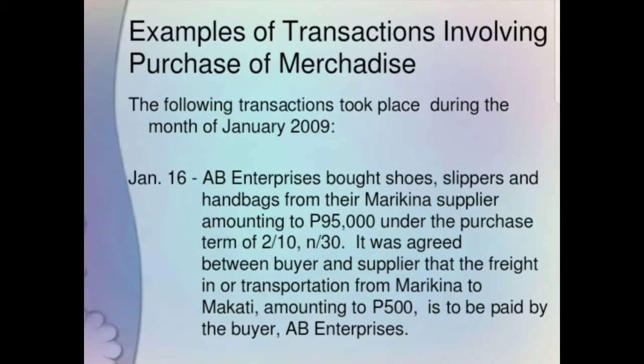Example of transactions involving purchase of merchandise. The following transactions took place during the month of January 2009. January 16, AB Enterprises bought shoes, slippers, and handbags from their Marikina supplier amounting to 95,000 under the purchase terms of 2/10, n/30. It was agreed between buyer and supplier that the freight-in from Marikina to Makati amounting to 5,000 is to be paid by the buyer, AB Enterprises.